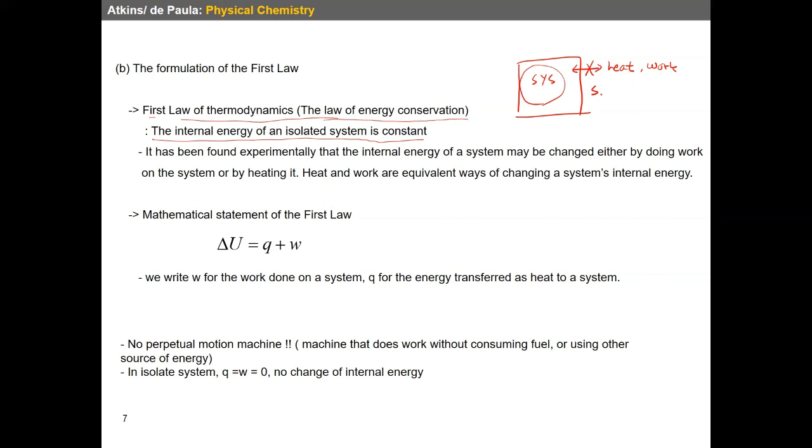The previous part was just some basic terms and definitions to understand this first law. The important thing you have to remember is this first law. This first law has been found experimentally: the internal energy of a system may be changed either by doing work on the system or by heating it.